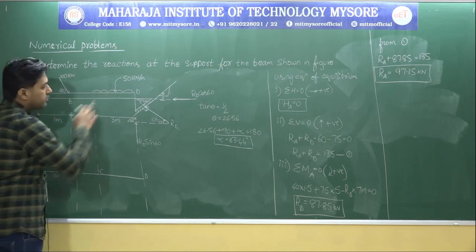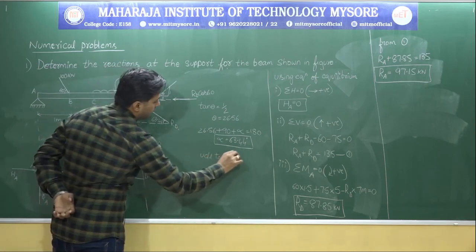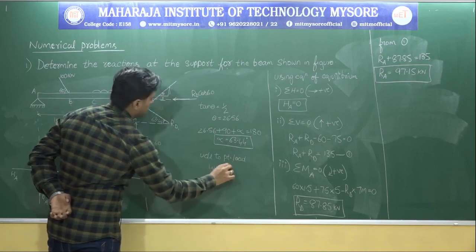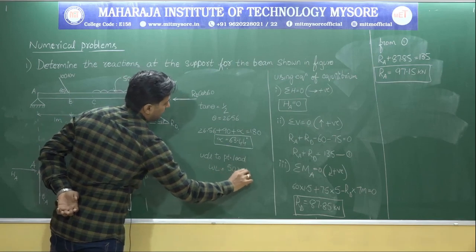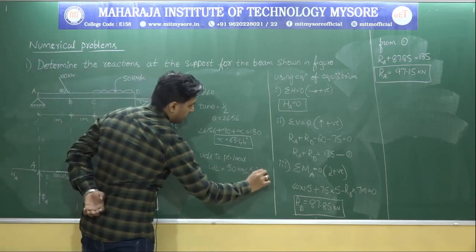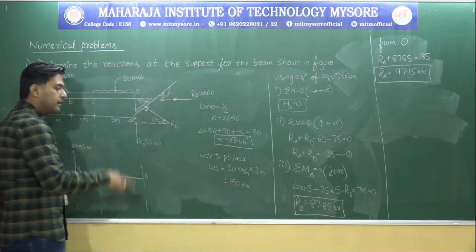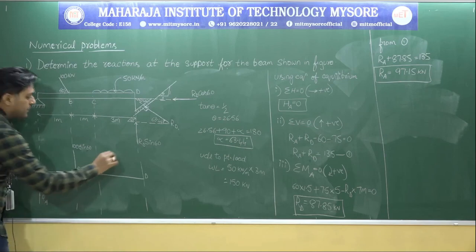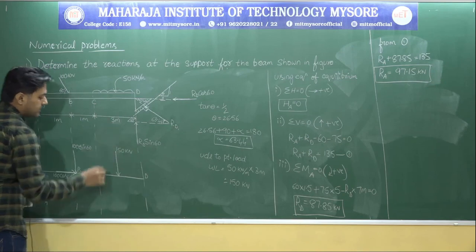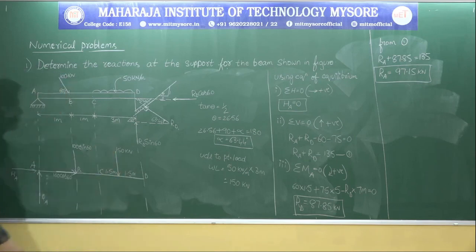Okay. Now let me convert this UDL to point load. How to convert UDL to point load? It's W into L, right? What is the value of W? 50 kilonewton per meter into L, which is 3 meter. So meter gets cancelled, and it's 150 kilonewton. Don't you think that this 150 kilonewton acts exactly at the center? As the length is 3, this will be 1.5 meter and this will be 1.5 meter.